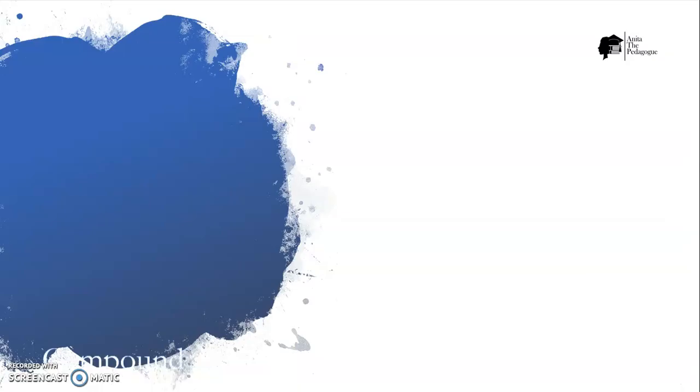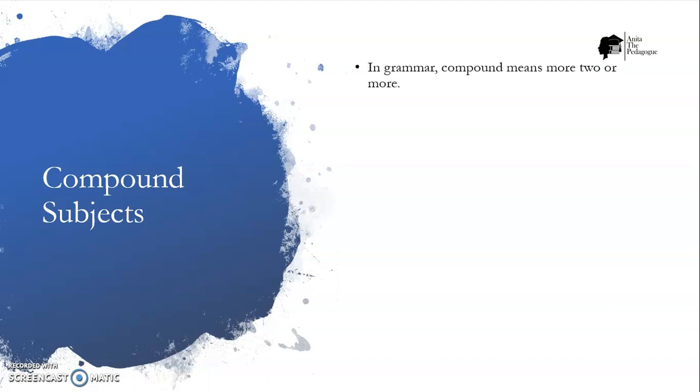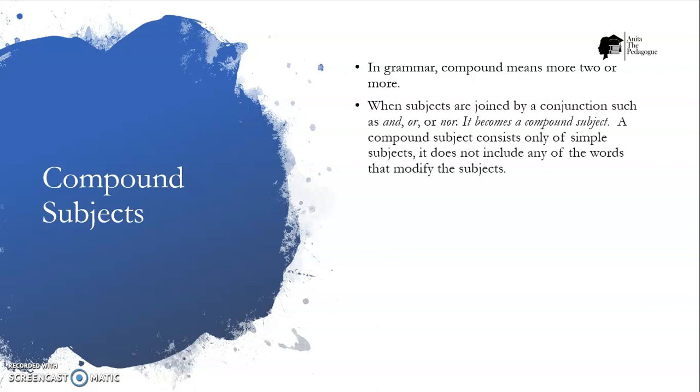Now let's take a look at what compound subjects are. In grammar, compound means two or more. When subjects are joined by a conjunction such as and or nor, it becomes a compound subject. A compound subject consists only of simple subjects. It does not include any of the words that modify the subjects.